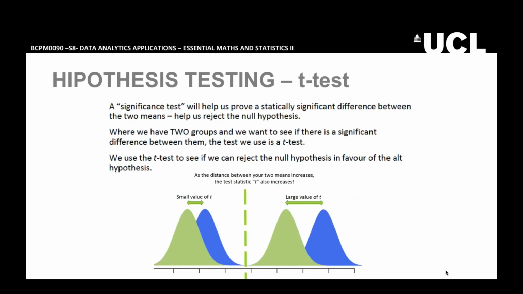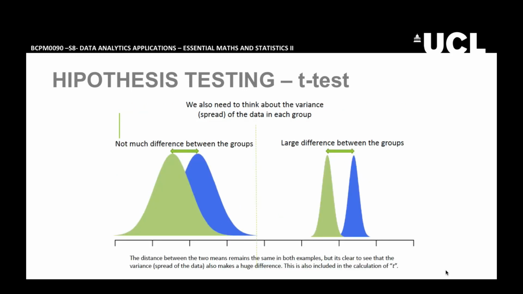So we will use the significance test to see if we can reject the null hypothesis in favor of the alternative hypothesis. When the distance between the two means for the two different groups is small, the value of t will be small, while when the distance between the two means is large, the value of t will be bigger.